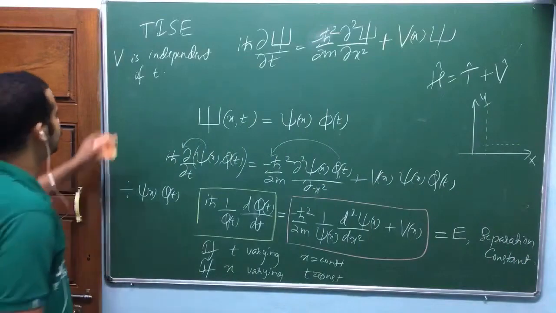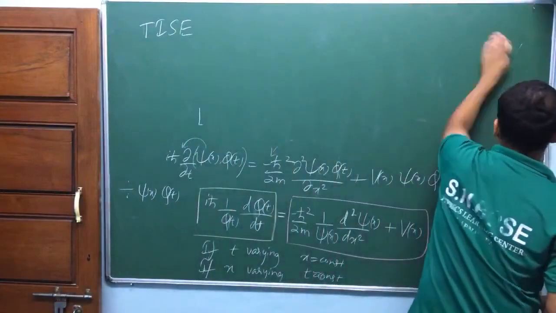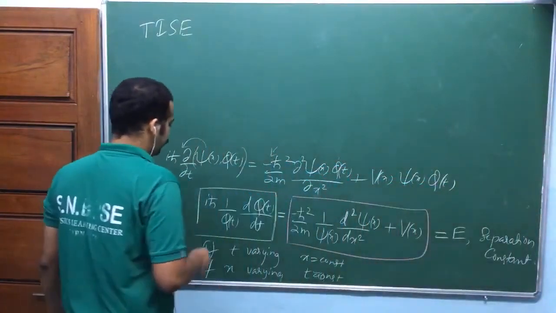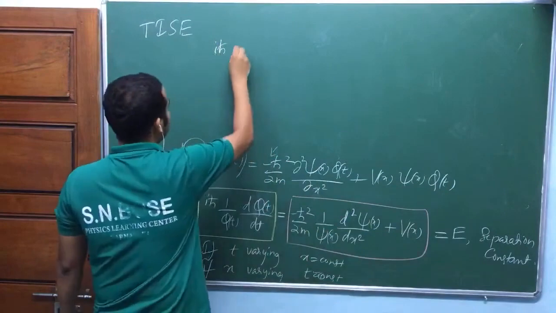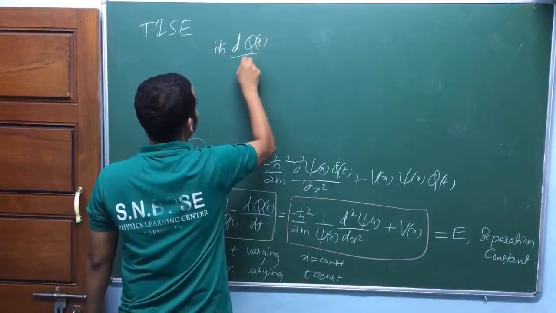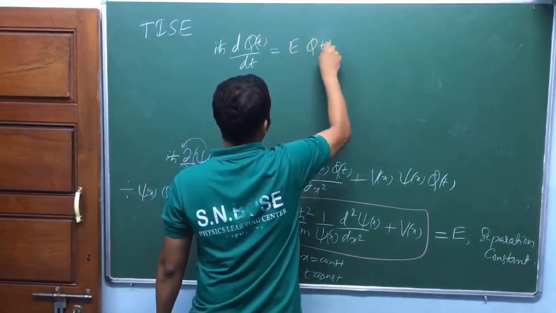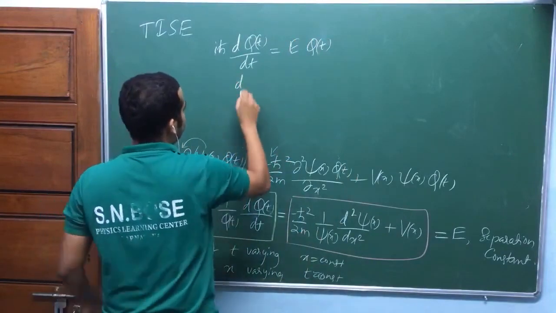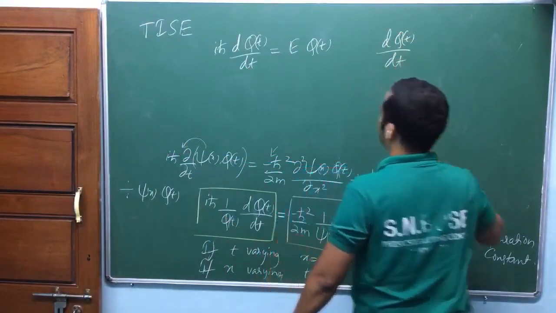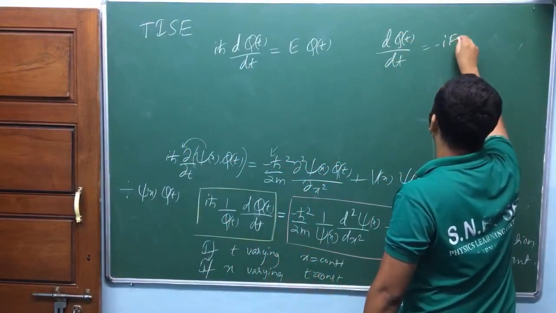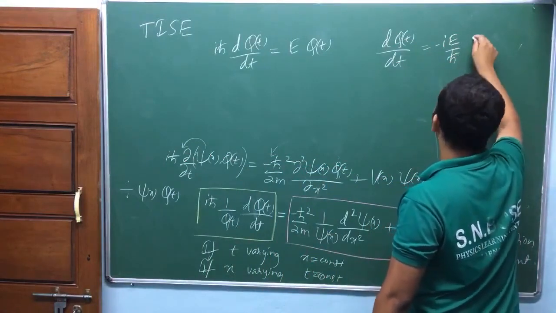Now you got two differential equations. One differential equation is i h bar, let me take this phi of t there, d phi of t by dt is equal to E into phi of t. Or let me rewrite this one: d phi of t by dt is equal to minus iE by h bar into phi of t.